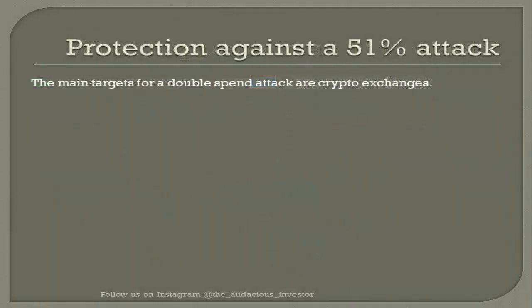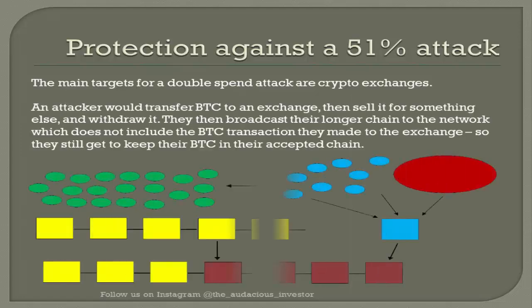The main target for a double spend attack are crypto exchanges. It's going to be cryptocurrency exchanges because when you do a 51% attack, what an attacker would do is transfer their Bitcoin to an exchange, then quickly sell it for something else and withdraw it. Because it costs so much money to do a 51% attack, the attacker would need to have more than that amount in Bitcoin to make it even worth it. So say it costs 10 million to do a 51% attack on Bitcoin for 24 hours. To make your attack even worth it, you're going to have more than 10 million worth of Bitcoin.